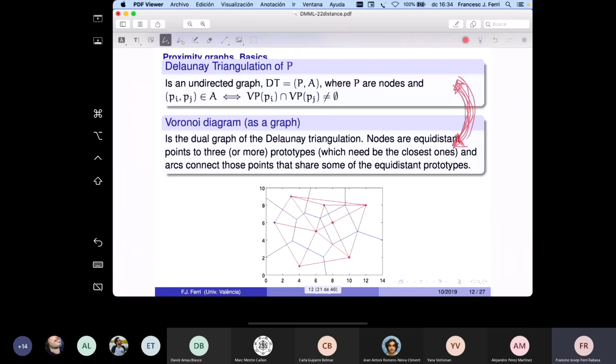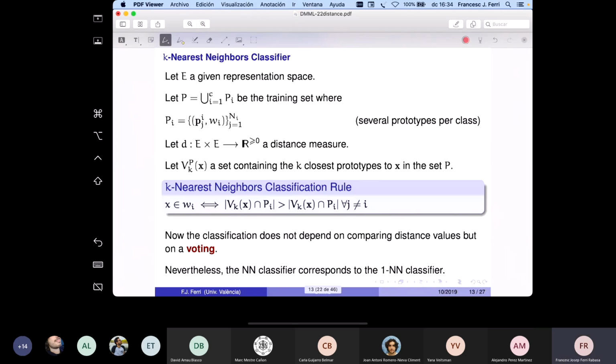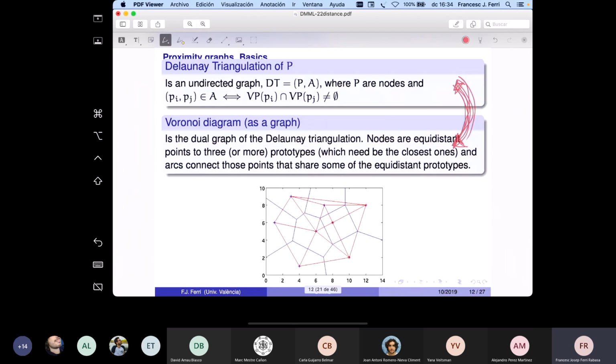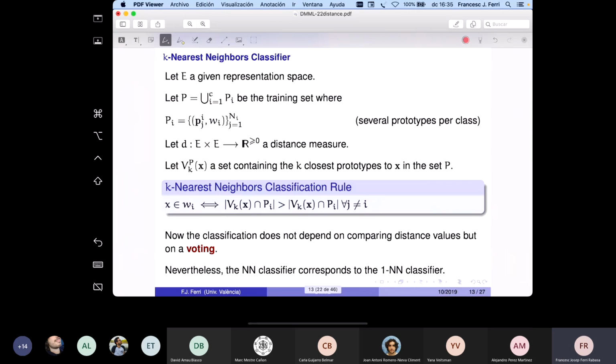Okay, let's go on. We were talking about neighbors and we introduced the nearest neighbor classifier. And the nearest neighbor classifier is very related to the minimum distance classifier. And this is also very related to the Voronoi diagram and similar structures. Okay, there is still another member of the same family of classifiers. This member is the one that is called the K nearest neighbors classifier.